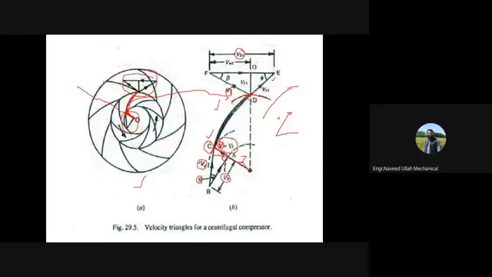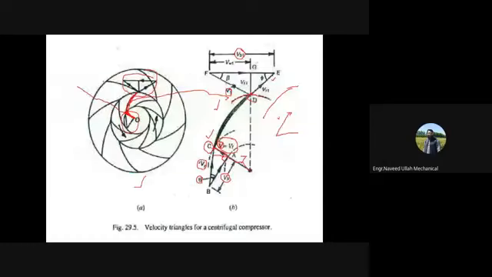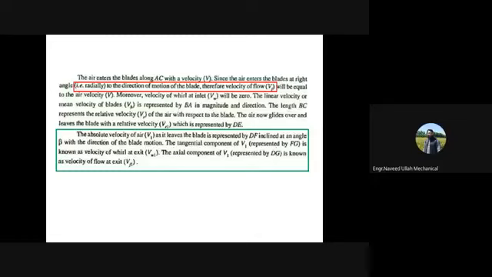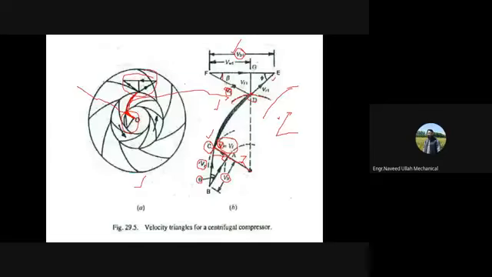The air now glides over and leaves the blade with a relative velocity VR1, which is represented by DE. This one is your relative velocity VR1. The absolute velocity of air V1 as it leaves the blade is represented by DF, inclined at an angle of beta with the direction of the blade motion, right? And then it has two components. The tangential component of V1 represented by FG is known as VW1. This FG is your VW1.